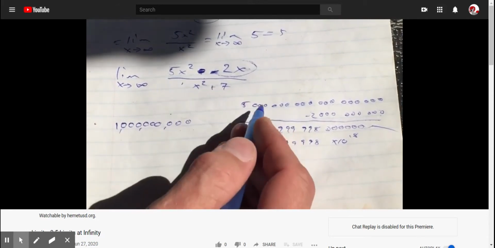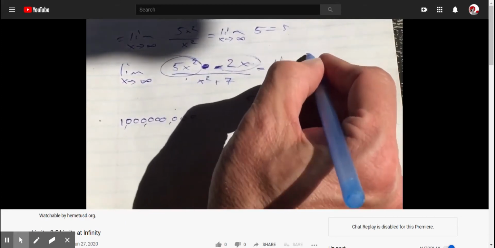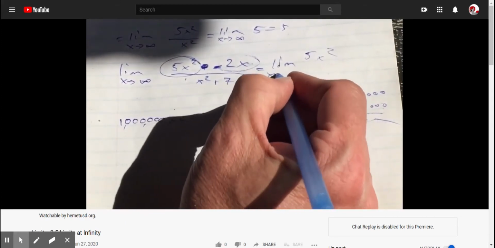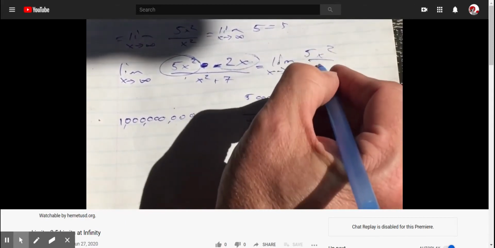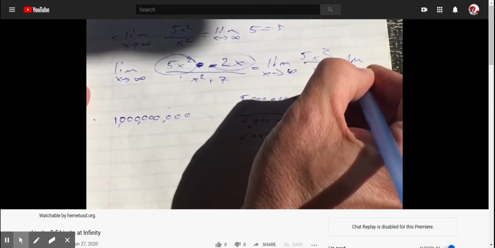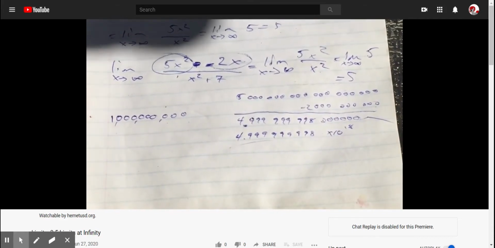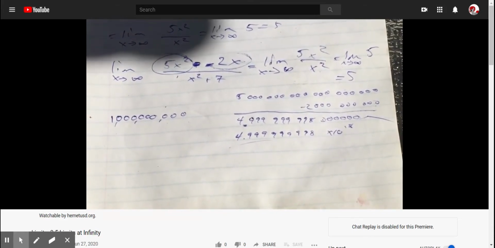Percentage-wise, that would be nothing compared to that. So because of this right here, all that matters is the thing with the highest power. All you do is take the thing with the highest power from both the top and the bottom, and then we reduce that fraction, and we end up being able to figure out the limit. That's the idea. Take the things with the most power, reduce the fraction, find the limit.